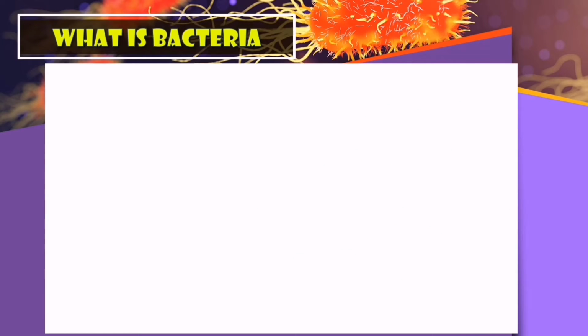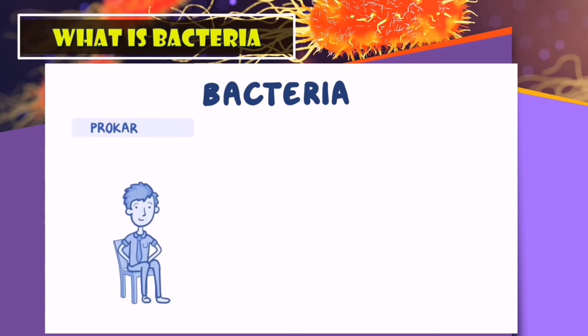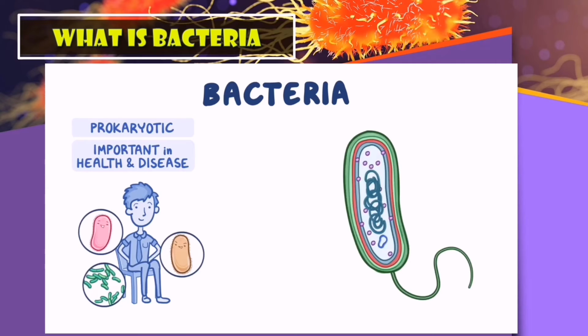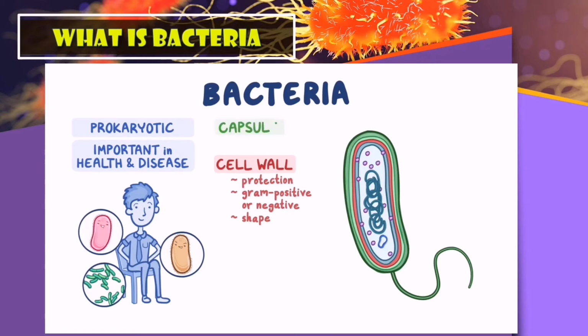Alright, as a quick recap, the bacteria are prokaryotic cells that play an important role in human disease and health, and can be found almost anywhere in the environment. Bacterial cells are often surrounded by several layers, which are collectively called the cell envelope. They have a cell wall which protects the bacteria, determines whether they are gram-positive or gram-negative bacteria, and also helps maintain their shape. Some bacteria can also have another extra layer on top of the cell wall called a capsule, which is a major virulence factor.